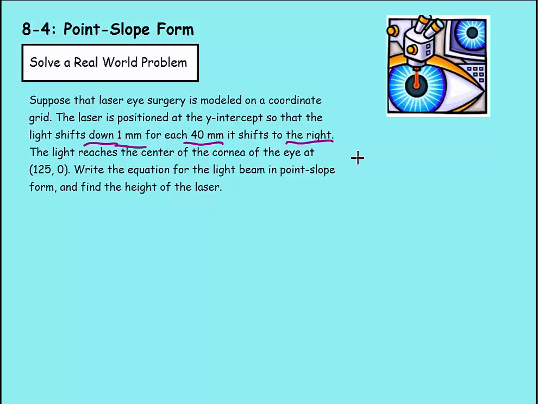It says write an equation for the light beam in point-slope form and find the height of the laser. So remember our point-slope form, it's y minus y1 equaling the slope times x minus x1. First, let's find that slope. Here I see it shifts down 1 millimeter for each 40 millimeters it shifts to the right. Rise over run would be negative 1 for going down, 40 for going to the right. So this would be our slope, negative 1 over 40.